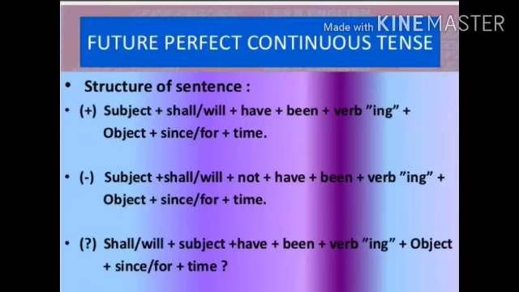If we discuss the future perfect continuous tense structure, we have to use subject plus will or shall have, that is the helping verb, plus been plus verb's ing form, afterwards object, and at last we have to use since or for plus time. I repeat it again that since is used for definite time and for is used for the indefinite time.